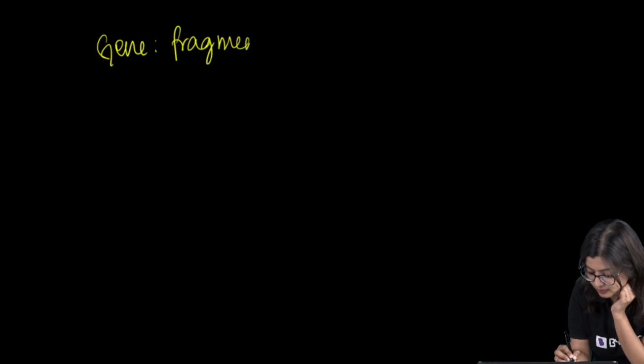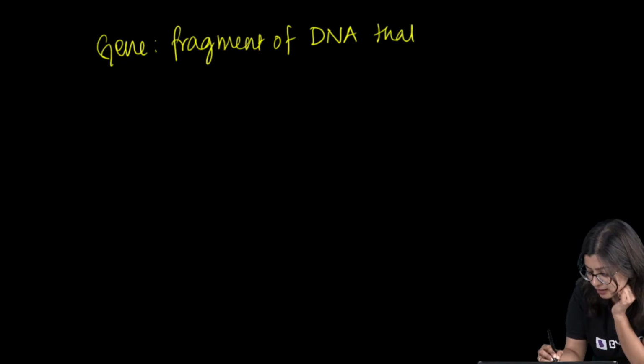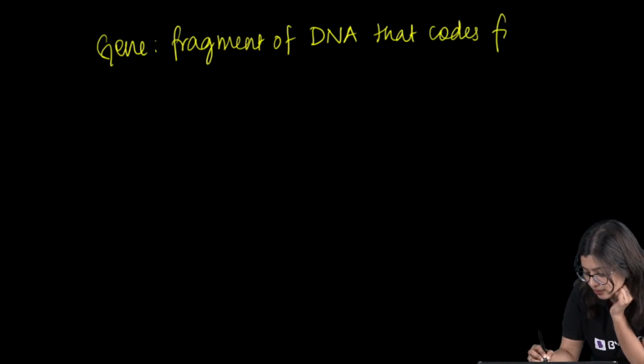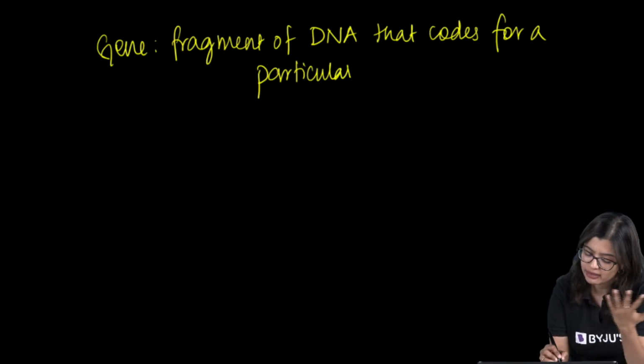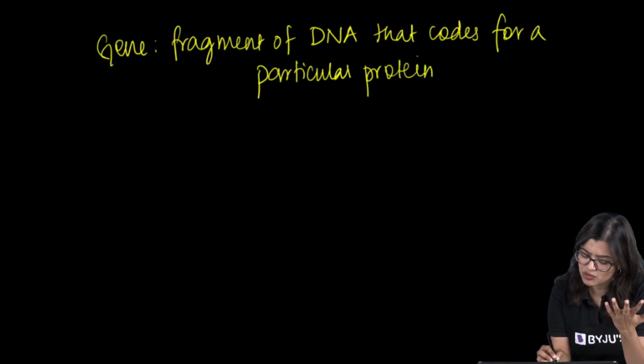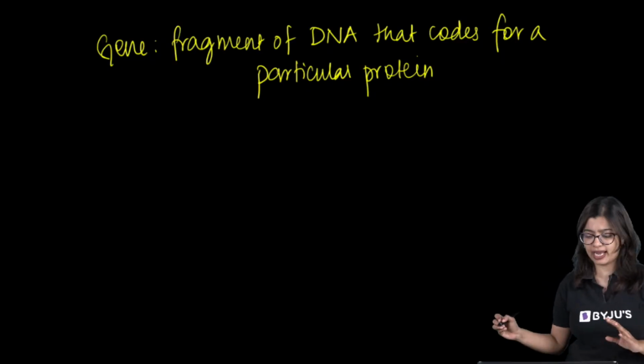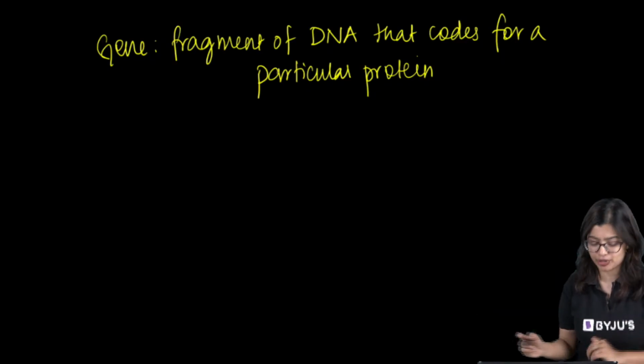Now what is a gene? Gene is basically a fragment of DNA that codes for a particular protein, or maybe a set of genes will code for a protein. But to simplify the information, I'm just going to say a gene is a fragment of DNA that codes for a particular protein, right?